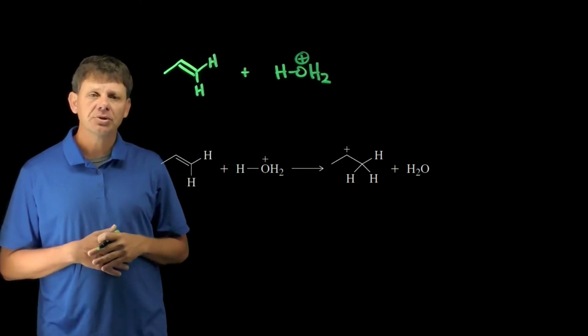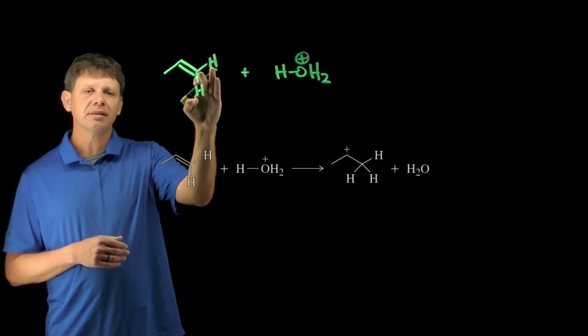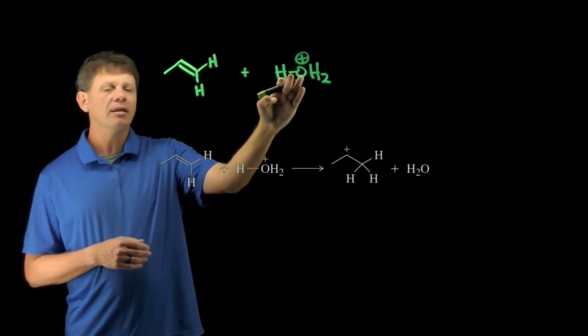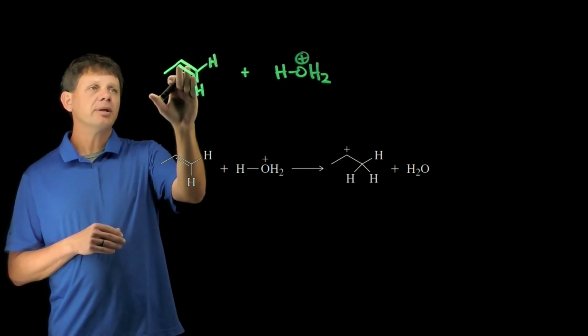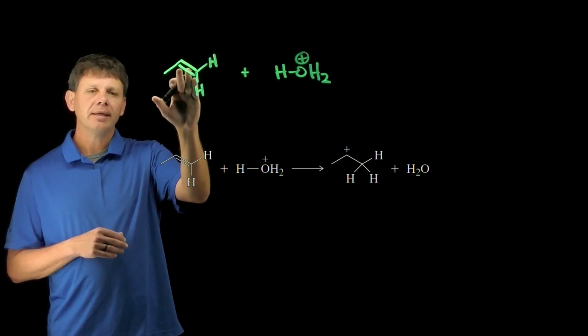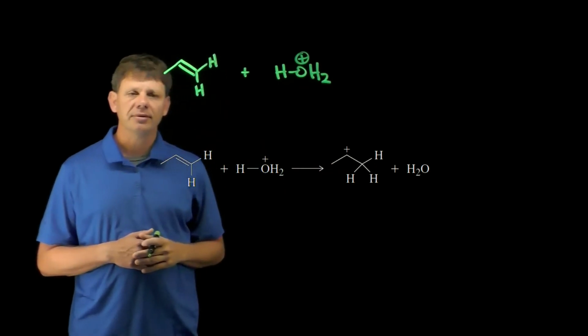And so our arrow pushing mechanism must account for the fact that we're going to add a new hydrogen to this carbon while breaking this OH bond. The last thing we'll note is what's happening with this carbon here. Here it's neutral. In the product, it now has a positive charge.